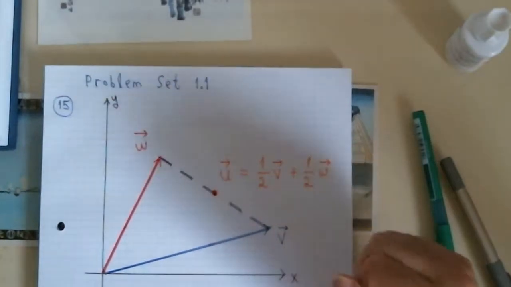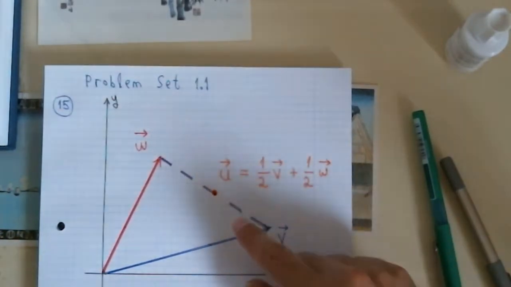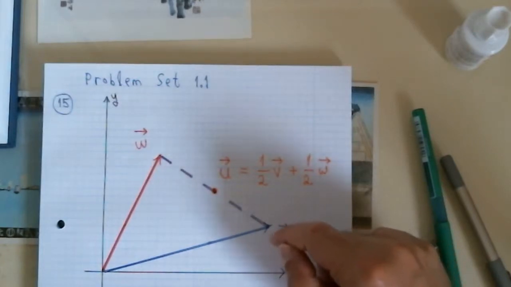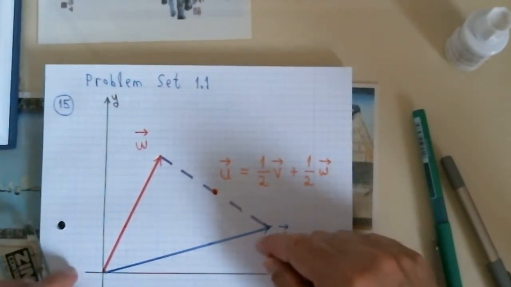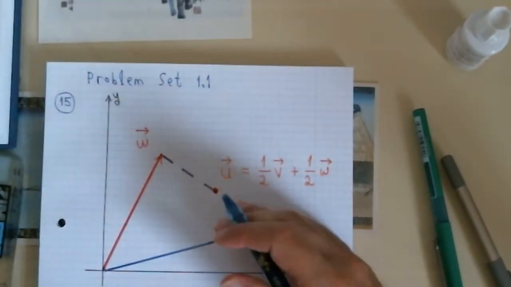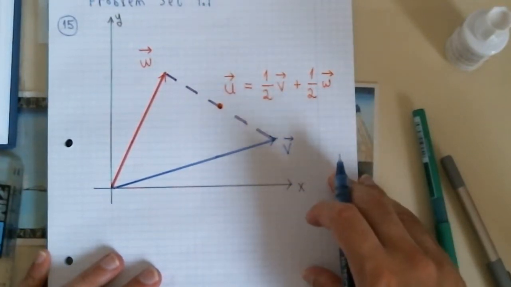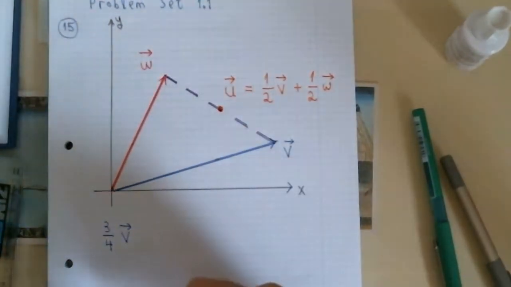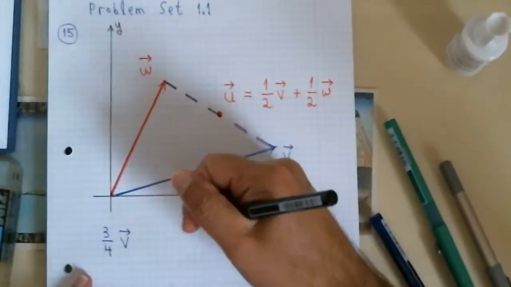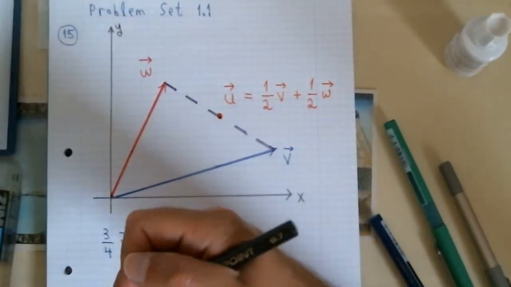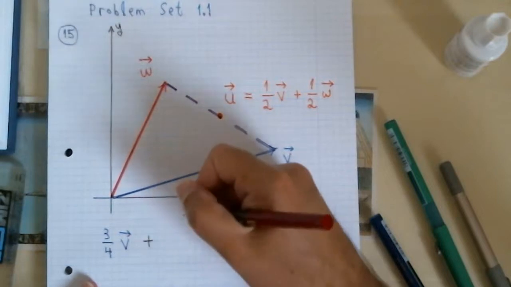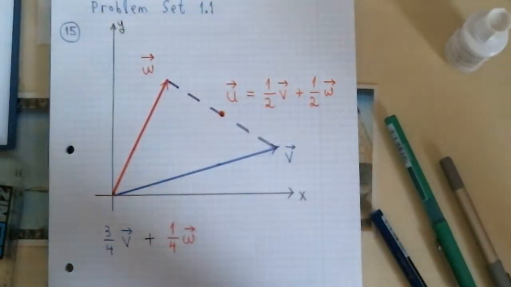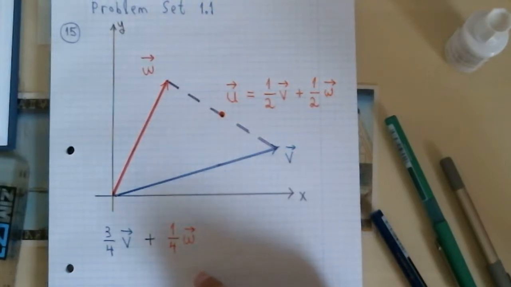So okay, now we have the drawing. So this figure shows half V plus half W, this point U. Mark the points 3/4 of V plus 1/4 of W. Okay, so they ask us about 3/4 of V plus 1/4 of W. What is this equal to?